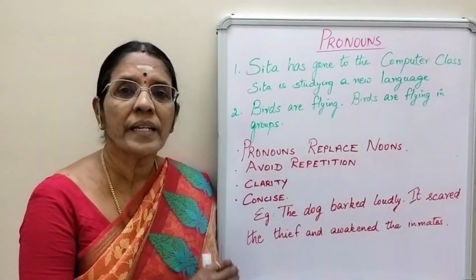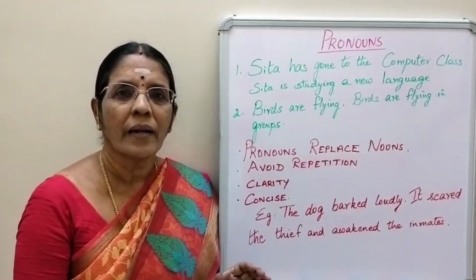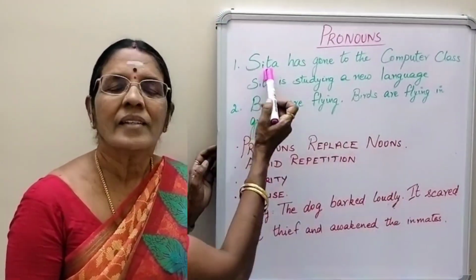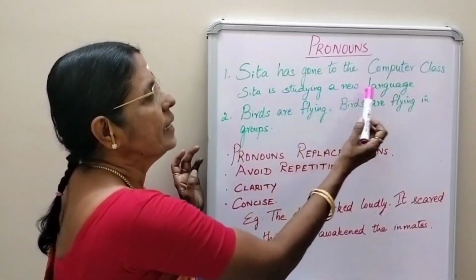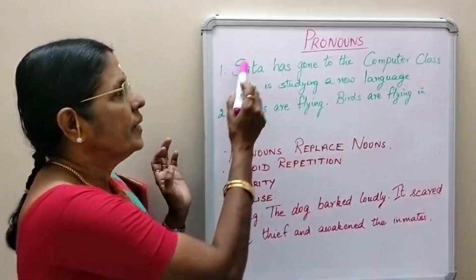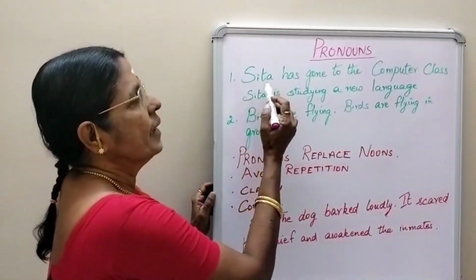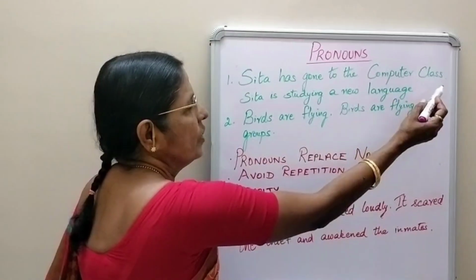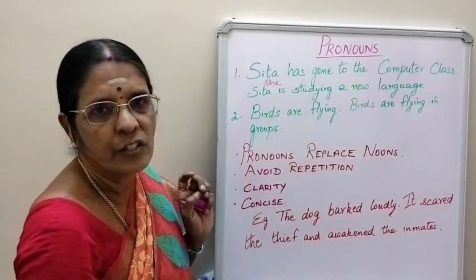I have completed noun in my previous video and today I am moving on to the second part, that is pronoun. Right? Sita has gone to the computer class. Sita is studying a new language. Both the sentences are about Sita. So I need not repeat Sita again. Instead, I can say Sita has gone to the computer class. She is studying a new language.